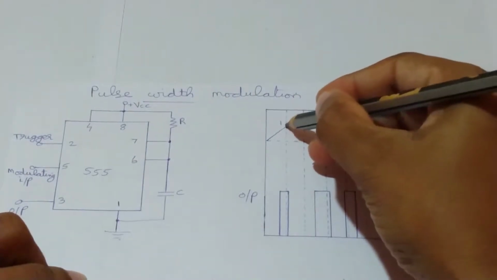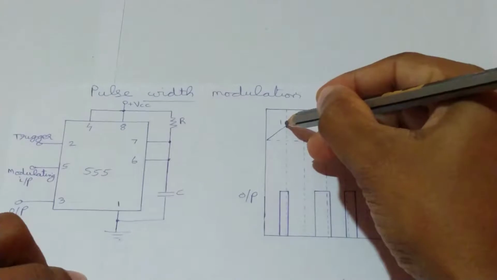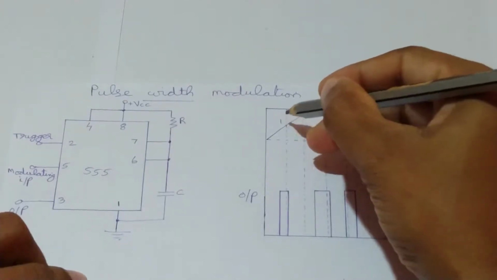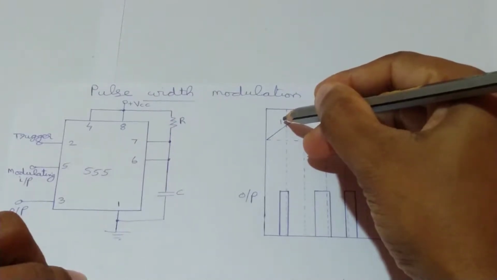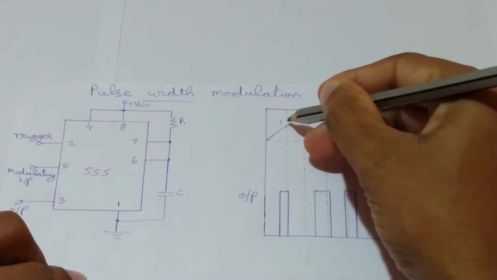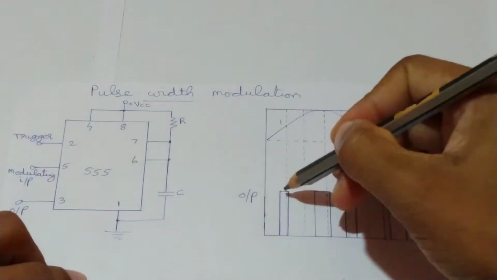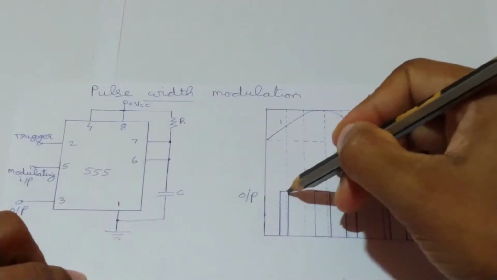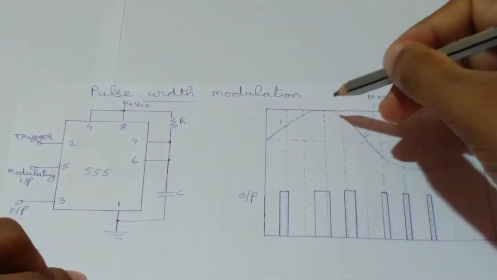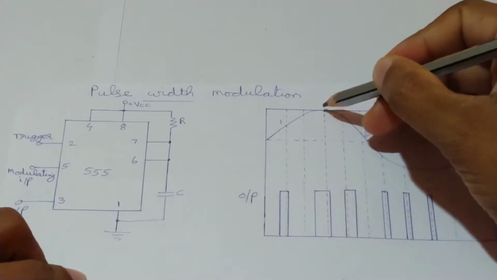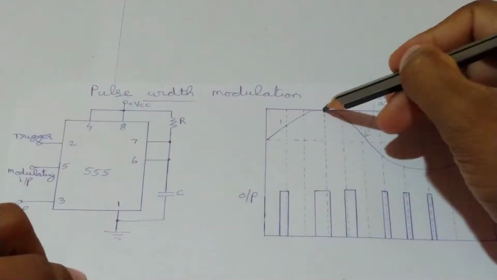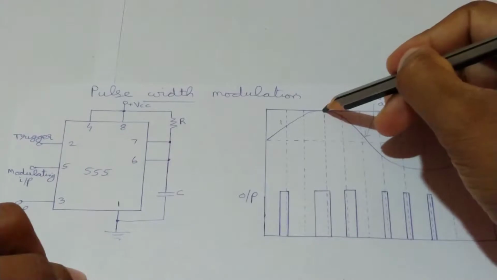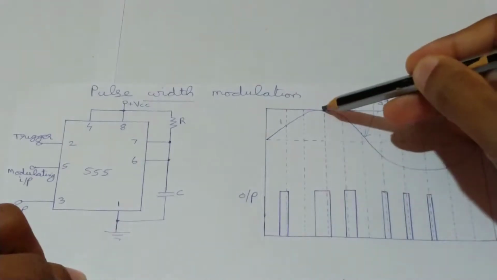Now at this point the effective threshold voltage at the inverting terminal of the upper comparator is 2/3 VCC plus 1 volt. So the time taken by the capacitor to charge from 0 to that threshold voltage will increase, and hence the width of the output pulse also will increase. Then the maximum value of the threshold voltage will occur at this point, because the modulating input signal has its maximum voltage here, and hence the width of the pulse will be maximum at this point.